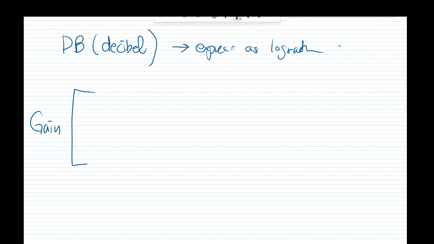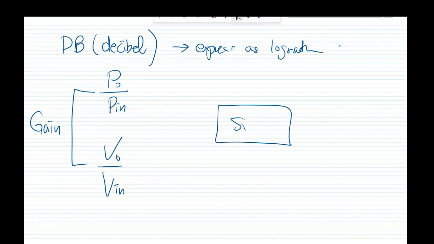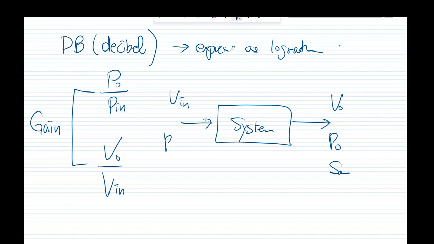So the gain is what? For example, the output power over the input power, or the output voltage over the input voltage. Hey professor, what does that mean? It's the system, the audio, the guitar, whatever: the sound is the input signal.